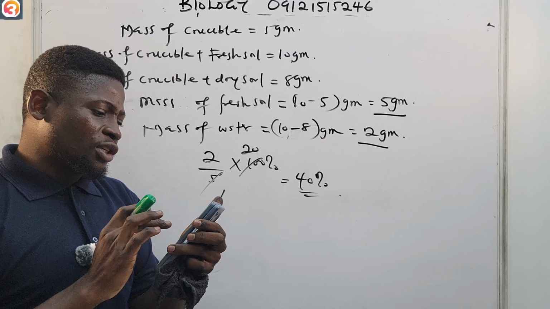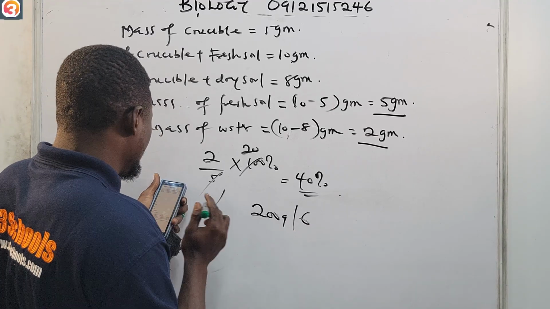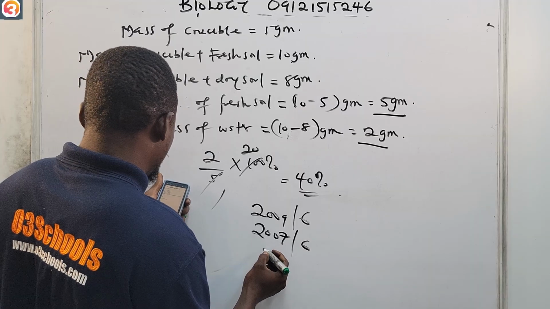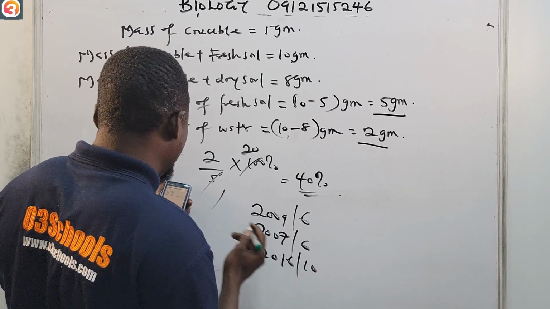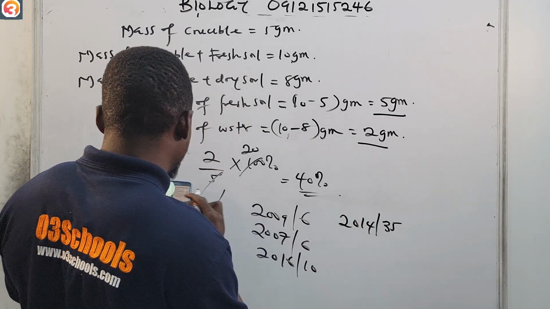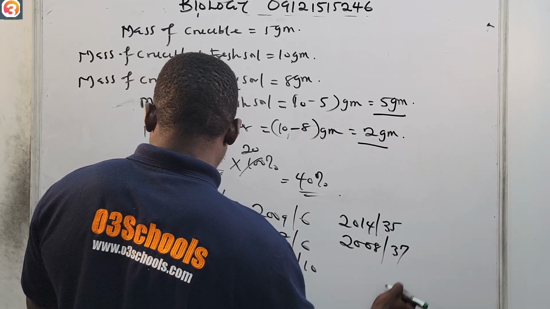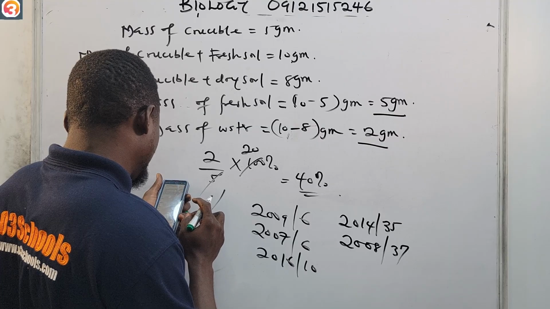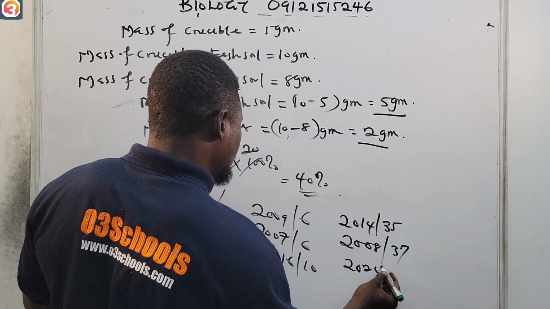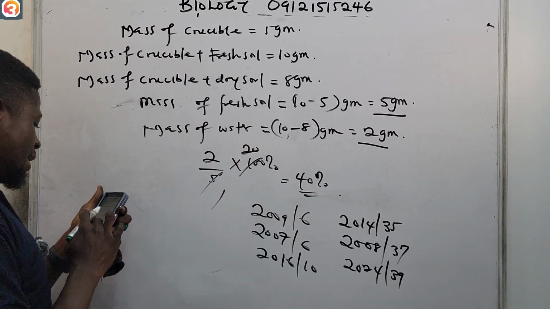That was 2015 number 21. Now you will do 2009 number 6. Tell me the answer in the comment section. You do 2007 number 6 also. You do 2016 number 10. 2014 number 35. You do 2008 number 37. Then 2024 number 39. Tell me the answers in the comment section.